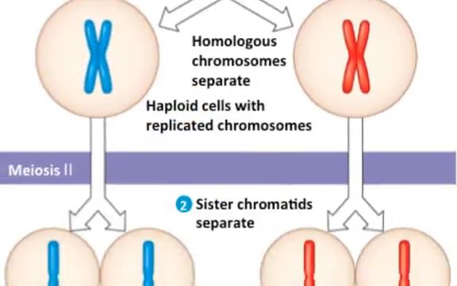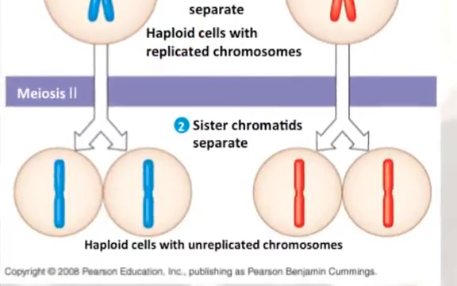Another cell division occurs. Each cell produced in meiosis will divide again, and this time it divides more like it did in mitosis, in that each sister chromatid separates into individual cells. This process is called meiosis II. Each cell has 1 copy of the chromosome, so it's still haploid.